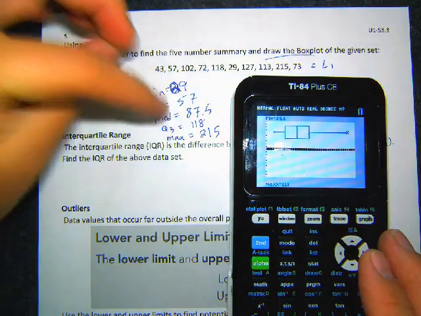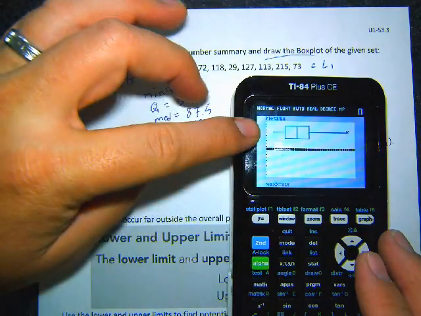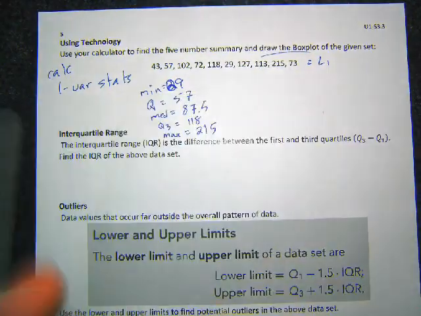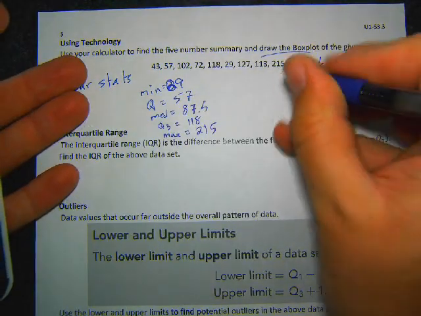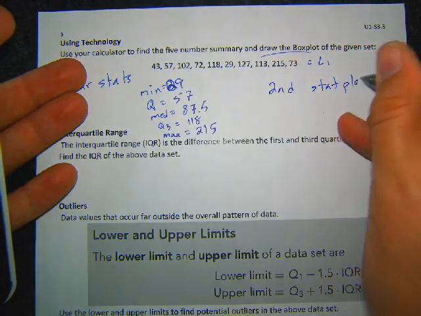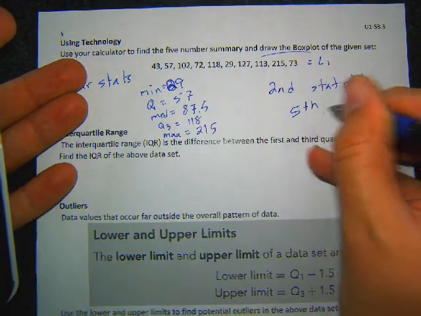You don't even have to use the 1-var stats. You could actually just graph it and then look at it that way. But there you go. That's your box plot for this. So you can draw the box plot. Again, to do that, second stat plot, it's the fifth graph.